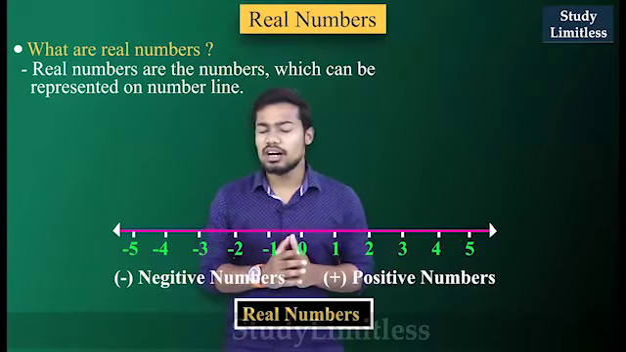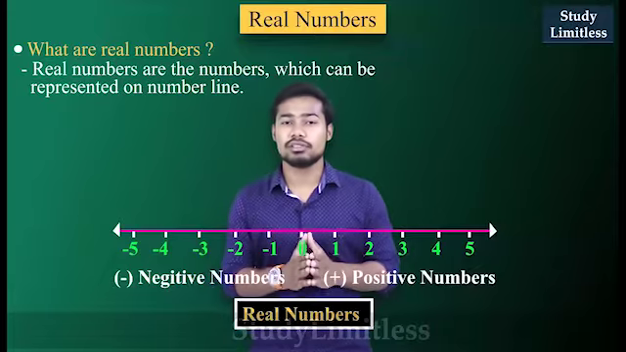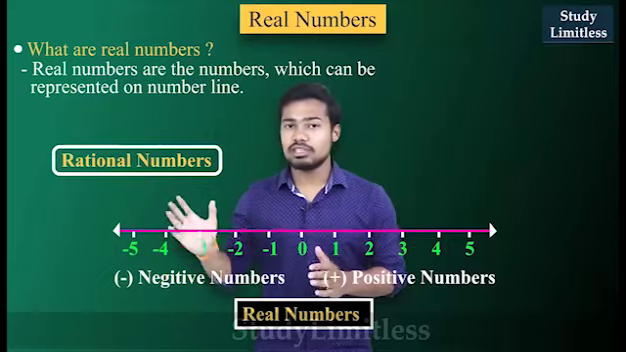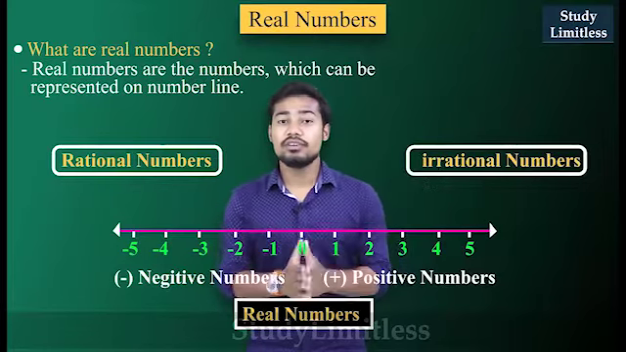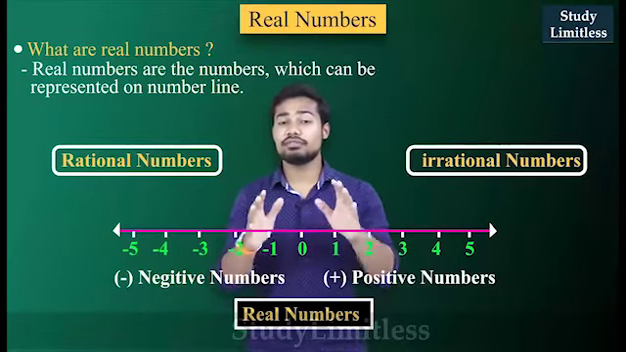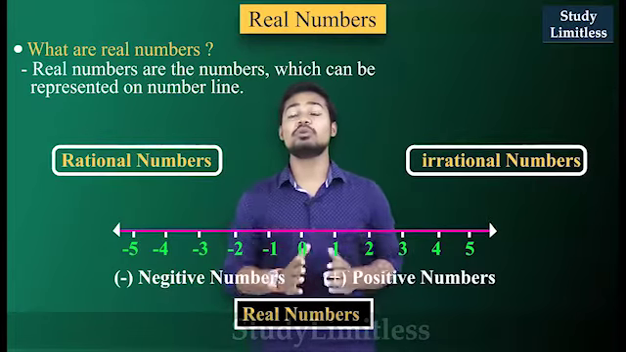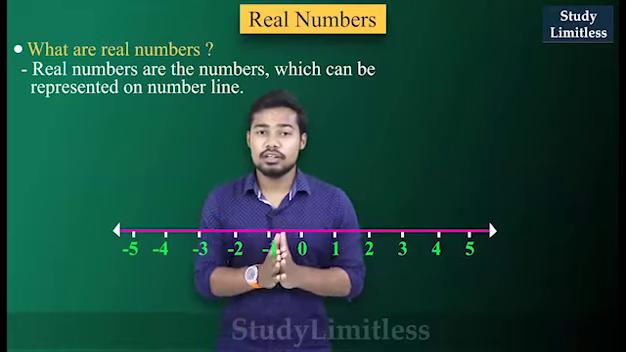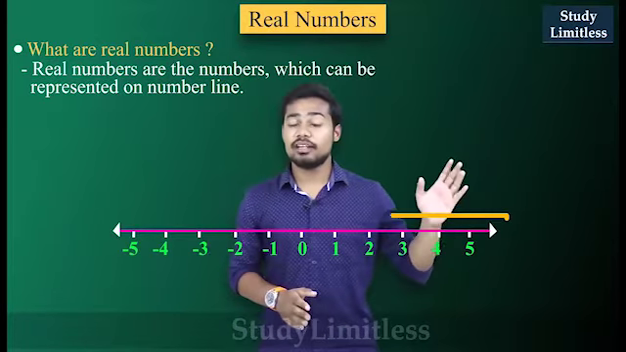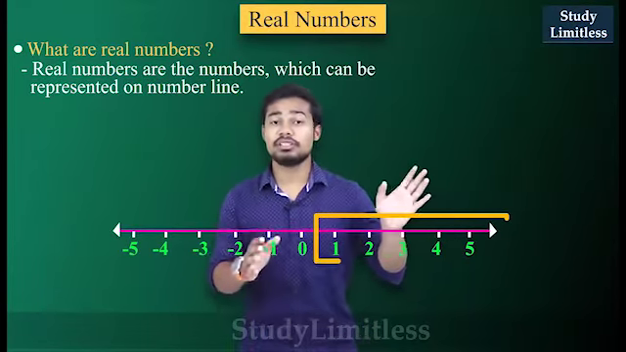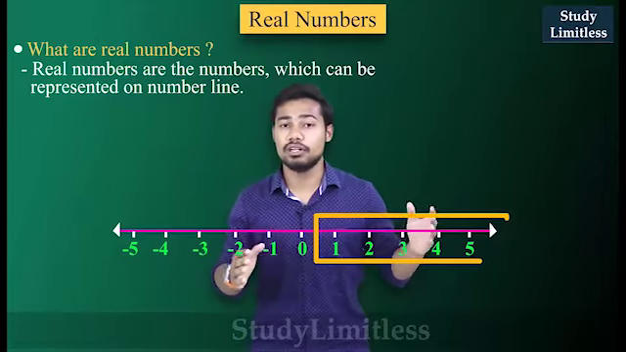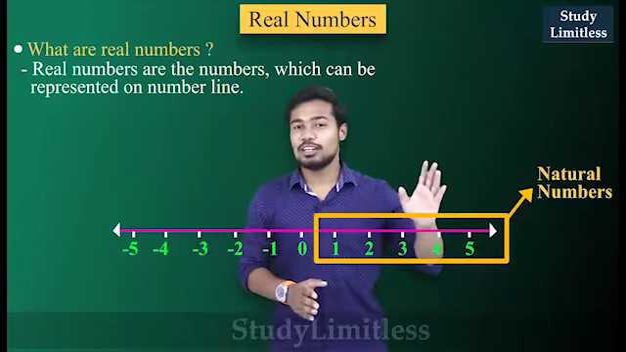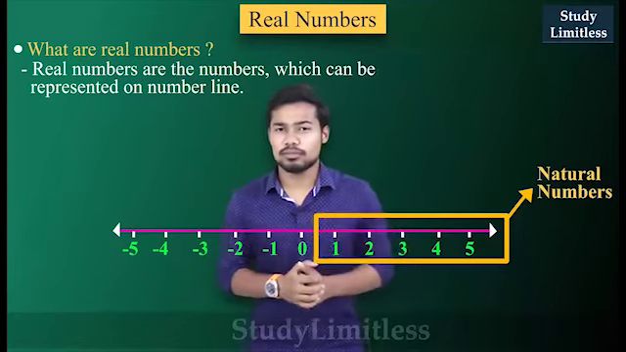Now, these real numbers are further classified into many types of numbers. But the major two broad categories are rational numbers and irrational numbers. First, let us focus on some basic categories of real numbers and then we will jump to rational numbers and irrational numbers. The numbers that you are seeing on the right side of 0 and which are countable, that means the numbers which are positive as well as countable, are called the natural numbers. For example, numbers such as 1, 2, 3, 4 and so on.